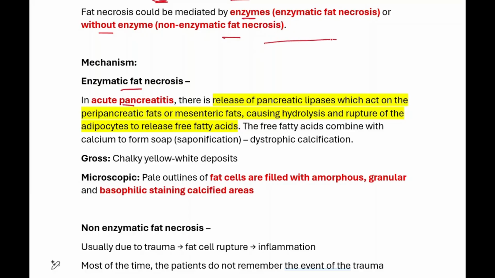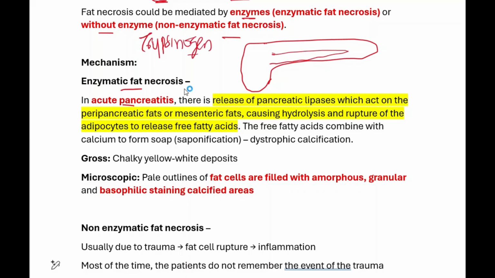When you look at the pancreas, remember it has endocrine function and it also has exocrine function. Some of the enzymes released from the exocrine pancreas is trypsinogen, one of those enzymes that helps to digest protein. They are released in the form of zymogen, which is an inactive enzyme.